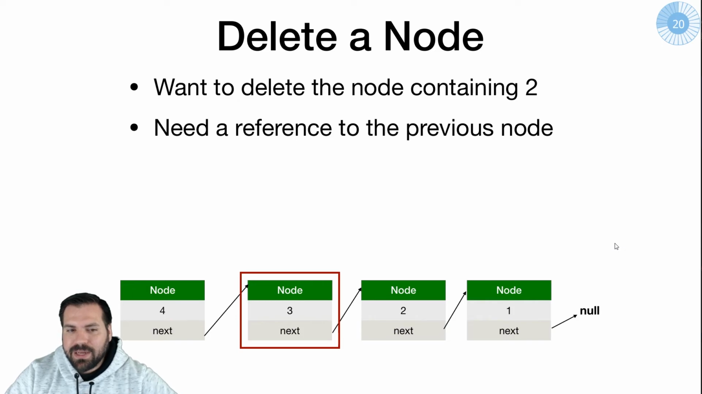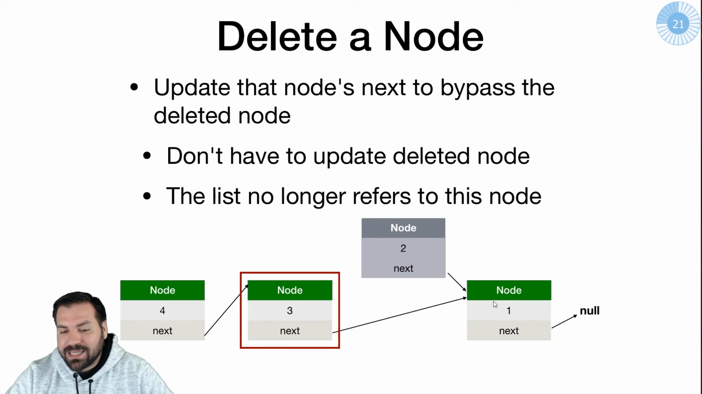To delete an element, we need a reference to the node right before it. So let's say we made a mistake. We didn't want to add that 2. We're going to remove it from the list. We need a reference to the node before it. And this is even simpler than adding. We're just going to update next to bypass that node. We just update next and cut that node out of the list.